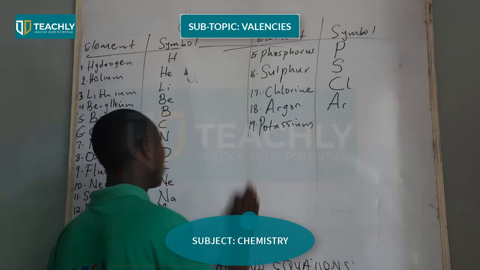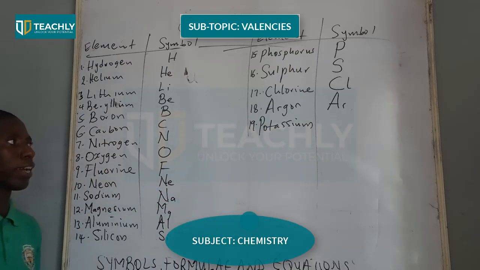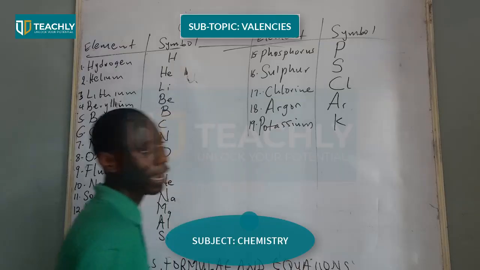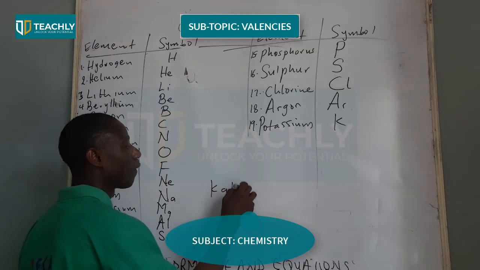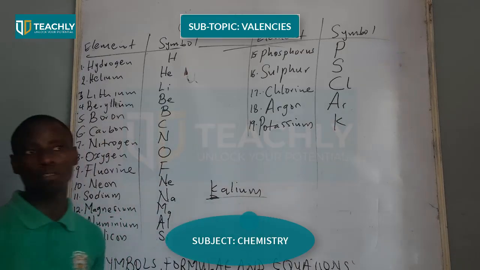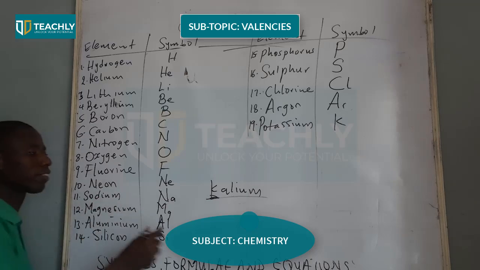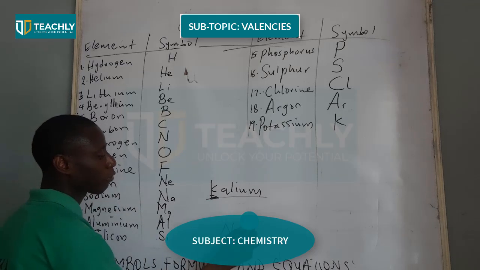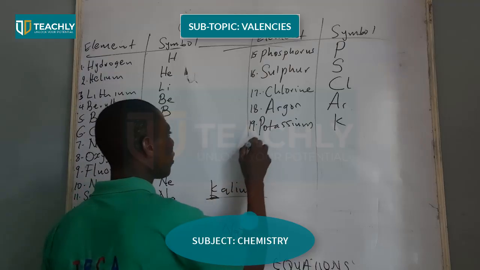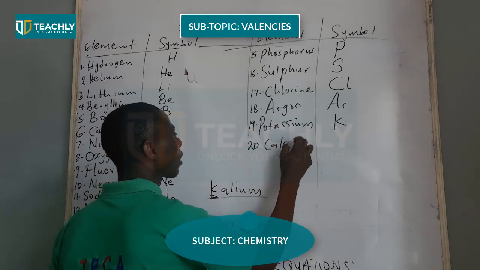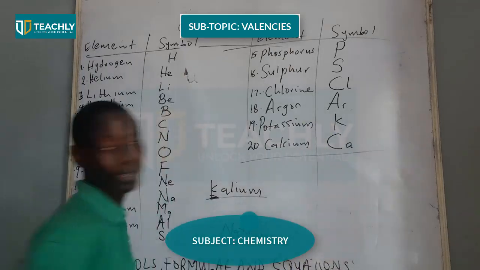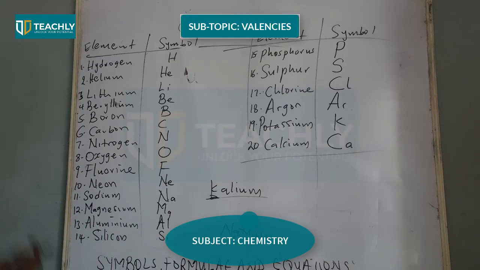Looking at potassium, just like sodium, we are not writing P. Its own is K. K is also from the Latin name Kalium. So from Kalium we use the first letter, just like in sodium, which is natrium. There are some elements formed from their Latin names. Lastly, the last one is calcium. We take the first letter, capital C, and small letter a. So these are the elements and the symbols of the first 20 elements.